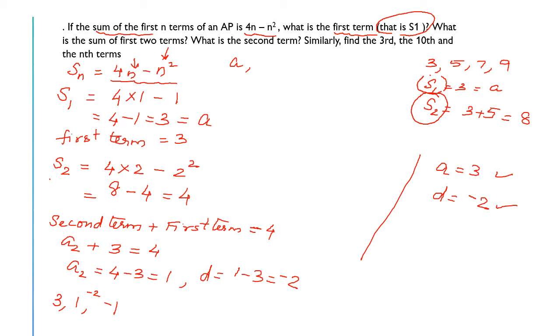Now the question is, find the third term we have already found. Find the 10th term, A10. What will be A10? A plus 9D. What is A here? 3 plus 9 into minus 2. What is the answer? 3 minus 18. What will be the answer? Minus 15. So we got the 10th term as minus 15. We found the 10th term also.